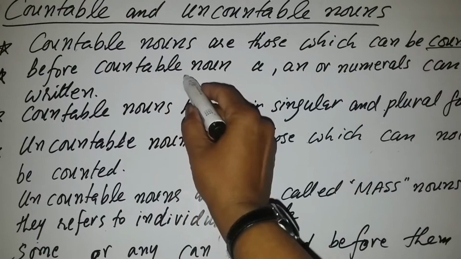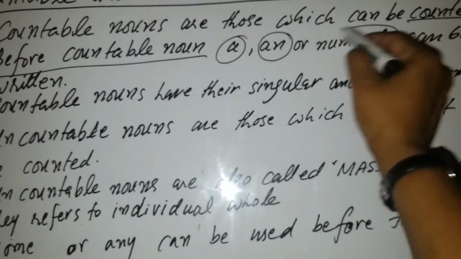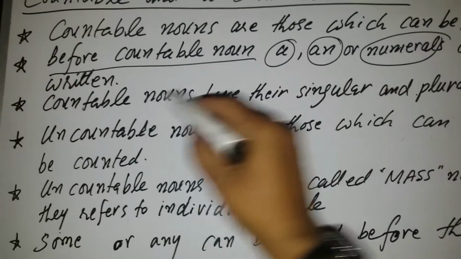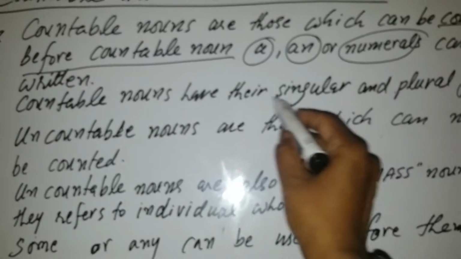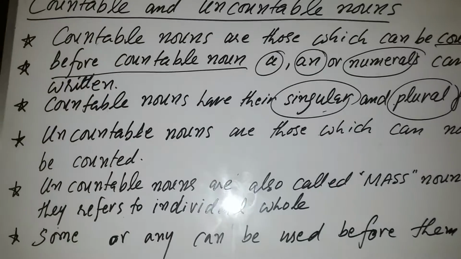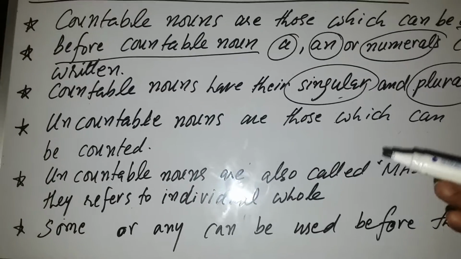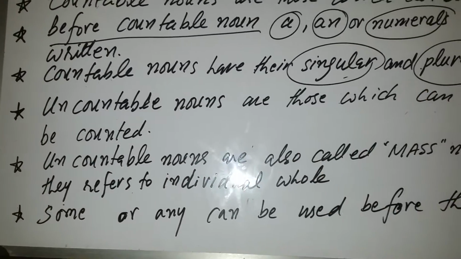Before a countable noun, a, an or a numeral can be written. Countable nouns have their singular and plural forms. How? They will be explained in examples. I will give you examples and I will explain each and everything.